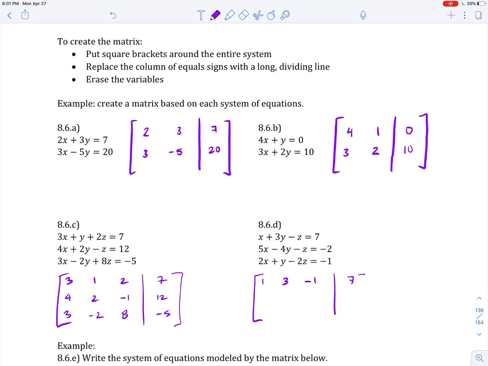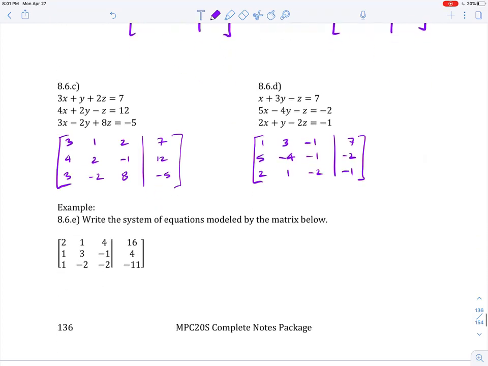And we do this one more time. Matrix, coefficient of x is 1. And we have 3, we have negative 1. That equals 7. And we got 5, negative 4, negative 1, negative 2. And 2, 1, negative 2, negative 1. So that's how we can make a matrix based on a system of equations.